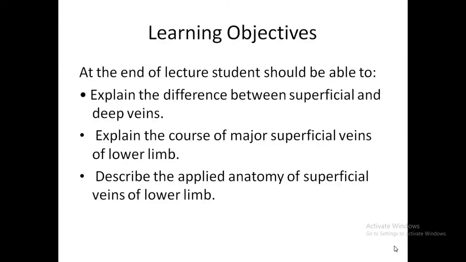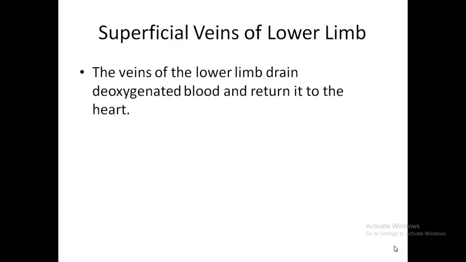Objectives: to explain the difference between superficial and deep veins, to explain the course of major superficial veins of the lower limb, and to describe the applied anatomy of superficial veins of the lower limb. So, starting with the veins of the lower limb.